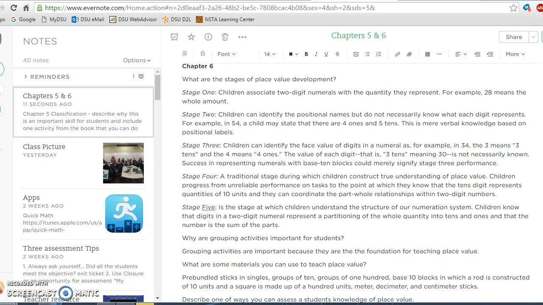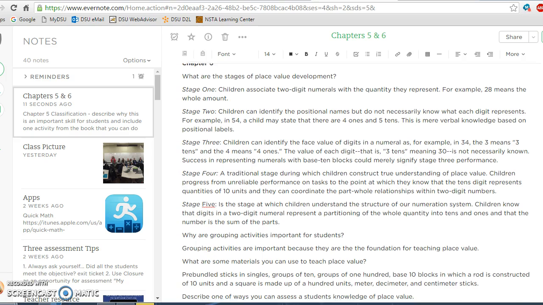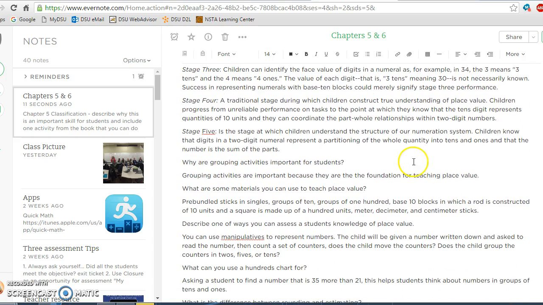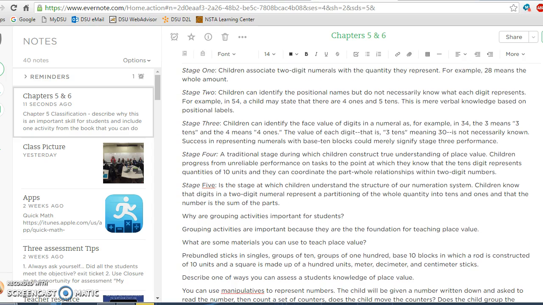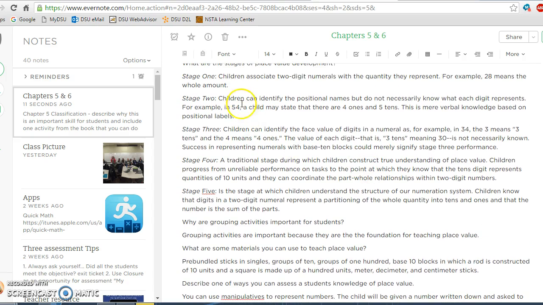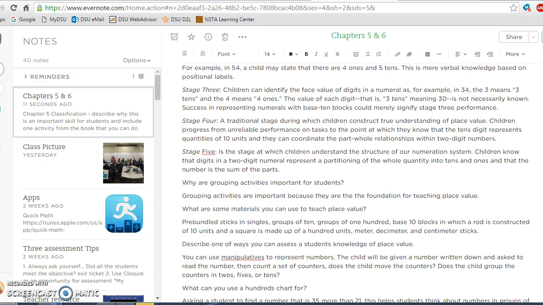Place value development is when they start to learn the different place values. There are 5 different steps here. It can be very slow going in terms of understanding, especially in stages 1 and 2, but getting them up to stage 5, where they understand it completely, is very important and something I'd like to work on in my classroom.